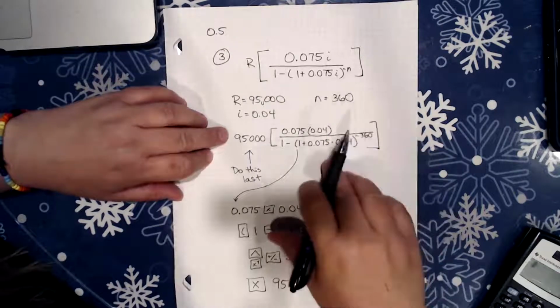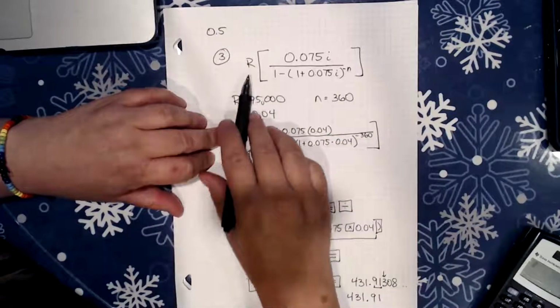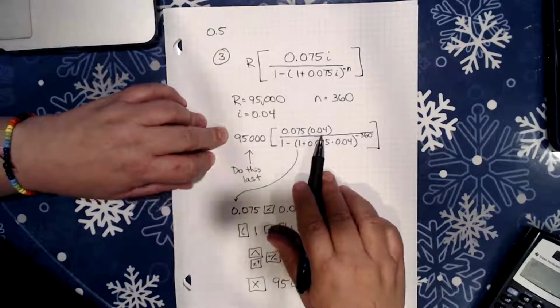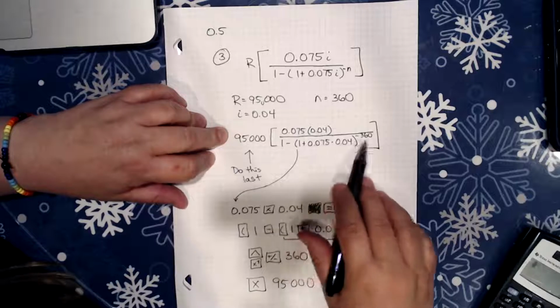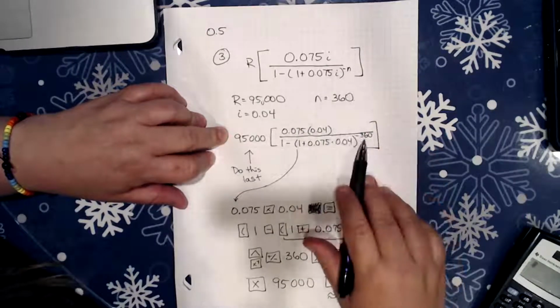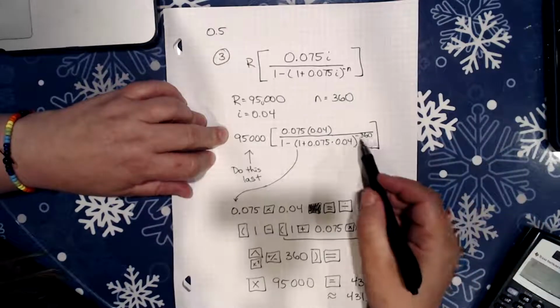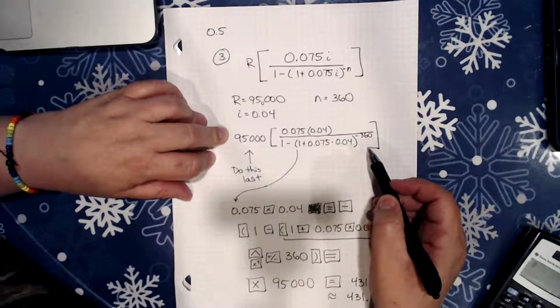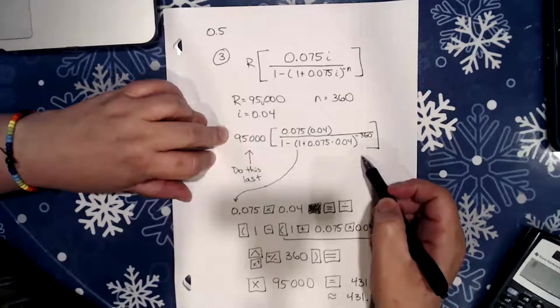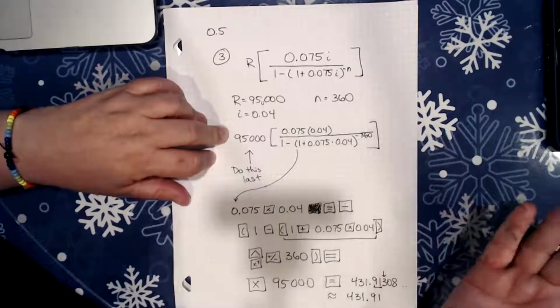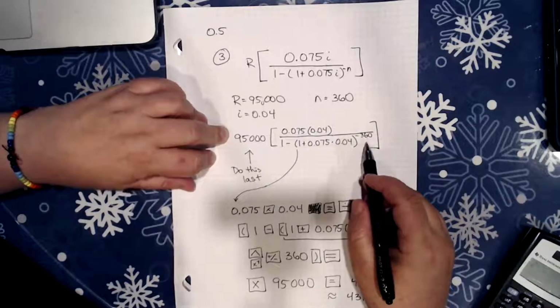So as we write everything in, I've just copied in the R and the i, that's the interest rate per period. And I copied in N, which is the number of periods, 360. You might be familiar with that because 360 is the number of months in 30 years. So a lot of mortgages and some long-term investments might involve 360.